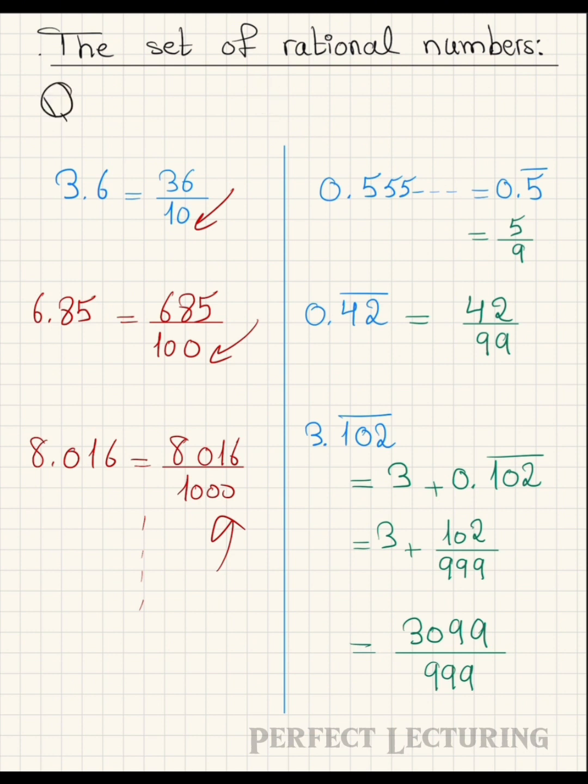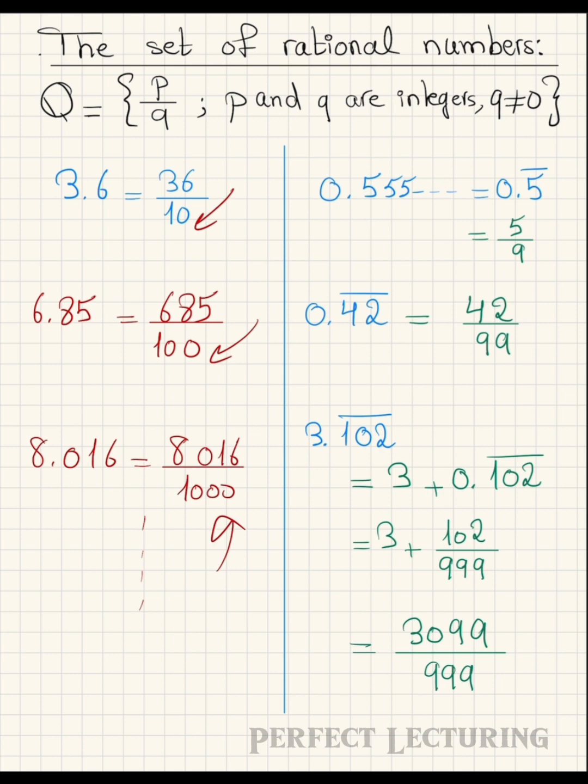So the set Q is the set of all numbers of the form P over Q, where P and Q are what? Are integers, provided Q is not equal to 0 because you cannot divide by 0. So any number that can be written as P over Q, where Q is not equal to 0 and P and Q are integers, is called a rational number.